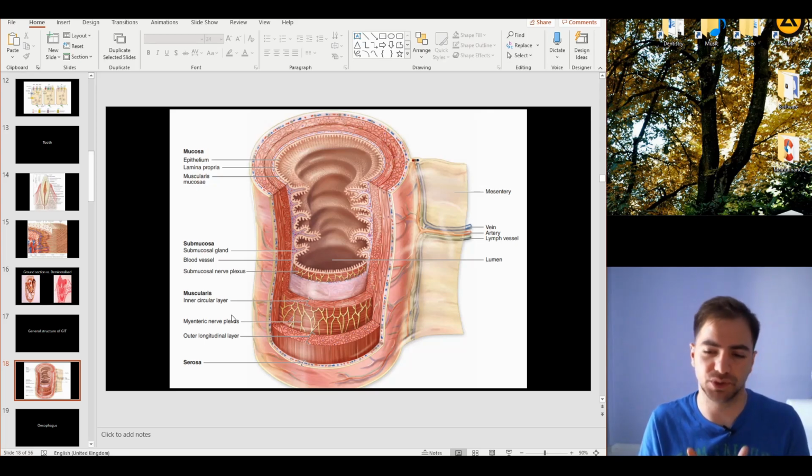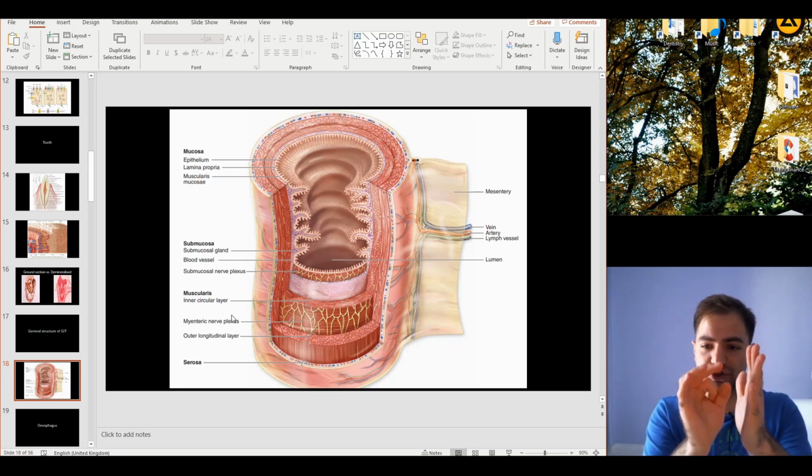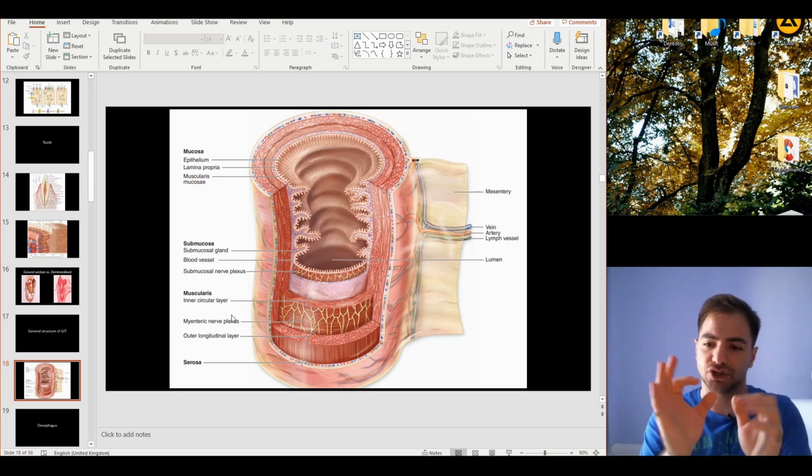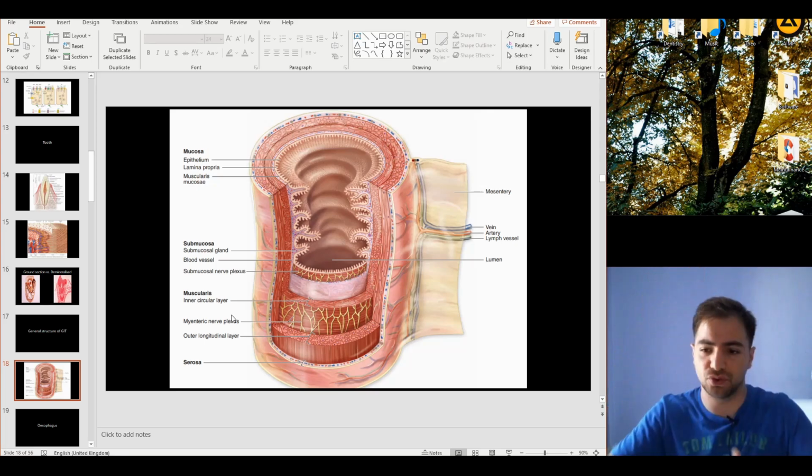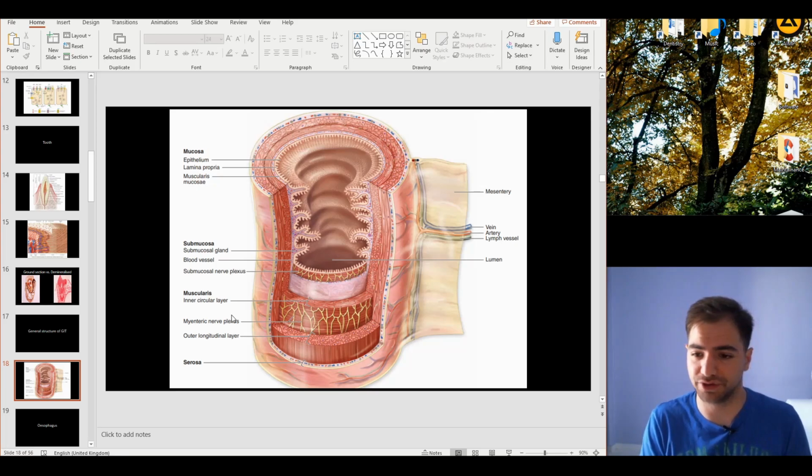Why is it important? Because the arrangement of the circular and the longitudinal layers formed in this way allows for the unique movement of peristalsis, which is a combination of constriction and compression. In this way we allow the food, or the content of the GIT, to pass through from one end to the other end.